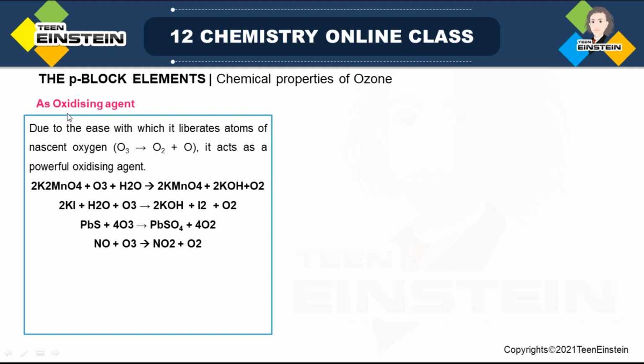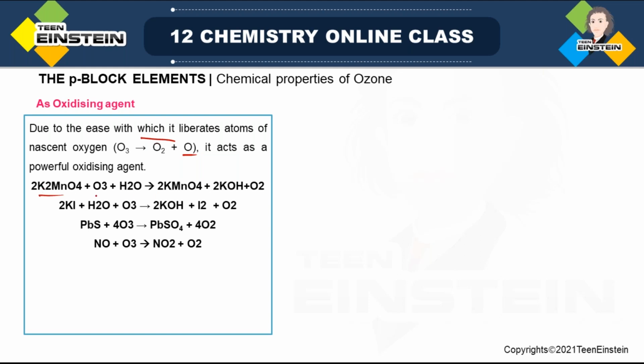Chemical properties of ozone: how it acts as an oxidizing agent, that we will see. Due to the ease with which it liberates atoms of nascent oxygen. We have already seen that O3 is a very unstable molecule. It has a tendency to convert to O2 gas, that is the diatomic form, and also one oxygen atom, which is also known as nascent oxygen. And this nascent oxygen is actually responsible for its oxidizing capacity. This conversion occurs very easily, so that is why it is a very powerful oxidizing agent.